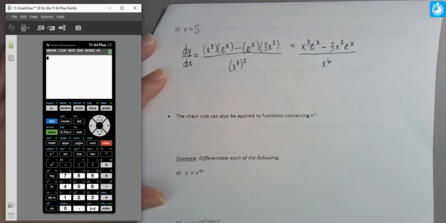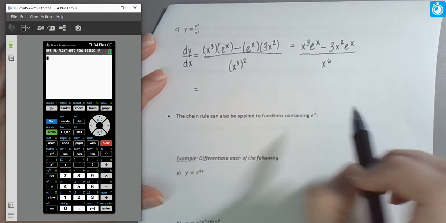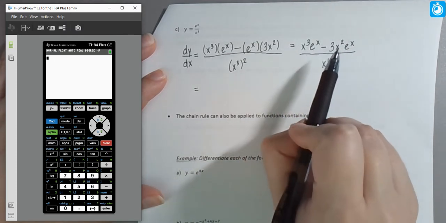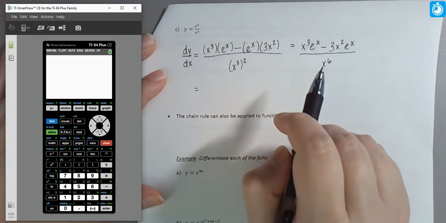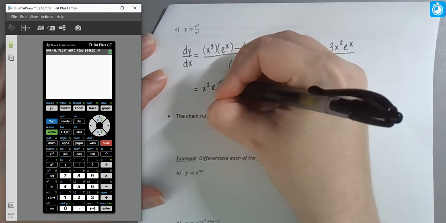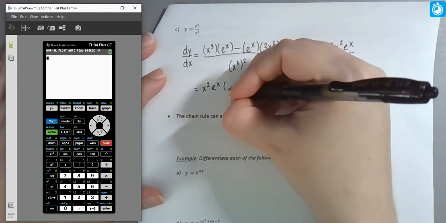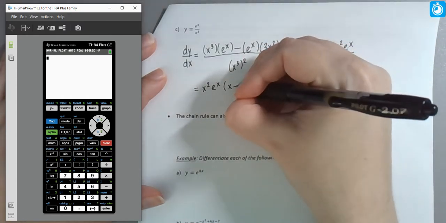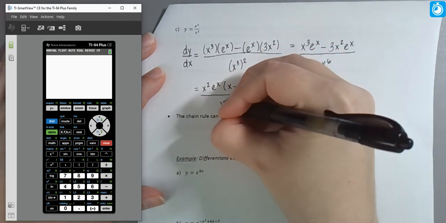Now, just like with the last example, we want to factor out whatever is common in the numerator. So in this case, both terms have an e to the x in common, and we also have an x squared in common. So the first term has an x cubed, the second term has an x squared, so they have x squared in common. So x squared and then e to the x can be factored out. So that's going to leave us with a single x from our first term, and then just the minus 3 from the second term. And then all of that is divided by x to the 6th.